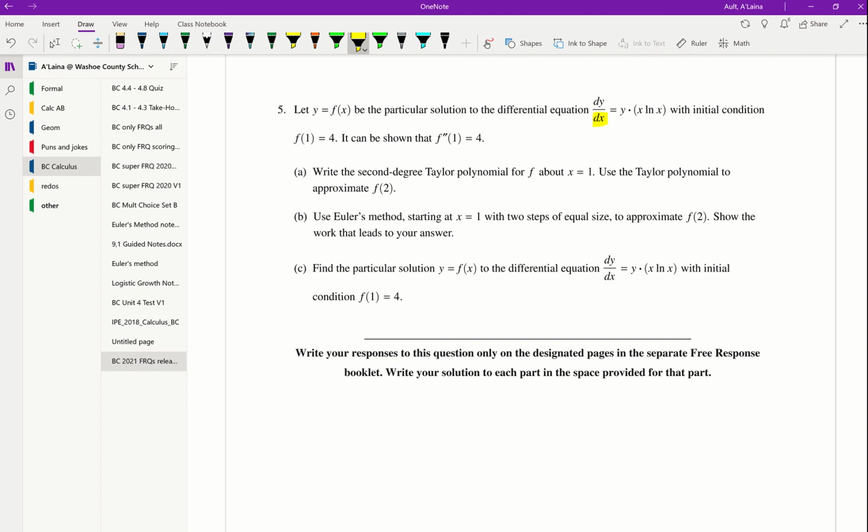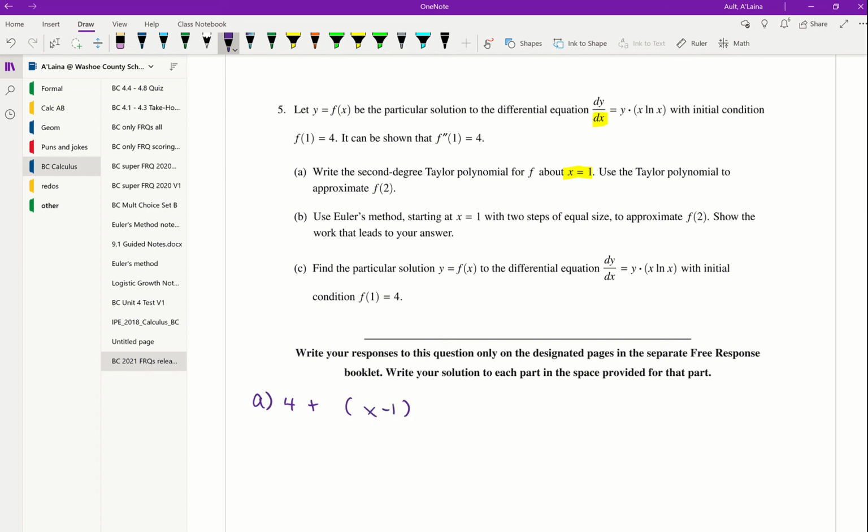The initial condition is f of 1 is equal to 4, and we also know the second derivative evaluated at 1 is 4. We want to write the second degree Taylor polynomial about x equals 1. Sometimes people skip that, and there is a second part, so we don't want to skip the second part. All right, so to write the second degree Taylor polynomial, I want to start with the constant value of 4, and then I need to find the first derivative, and I will have x minus 1 as part of that.